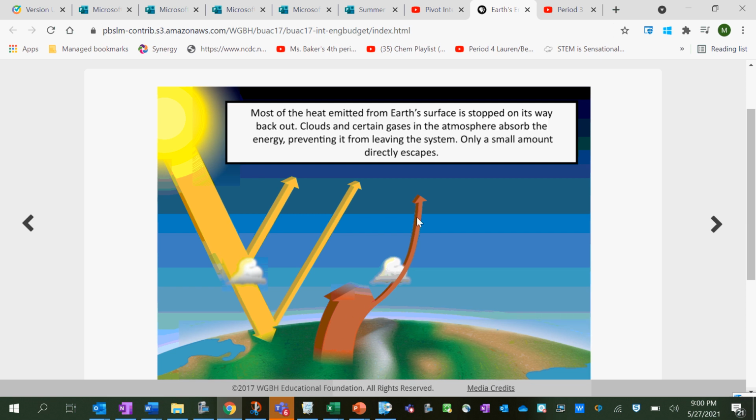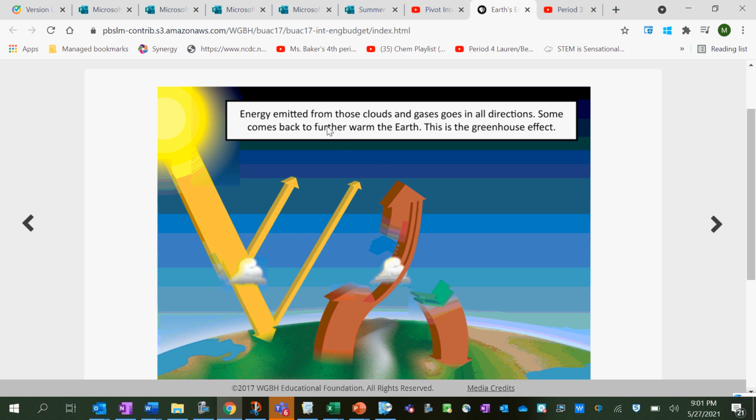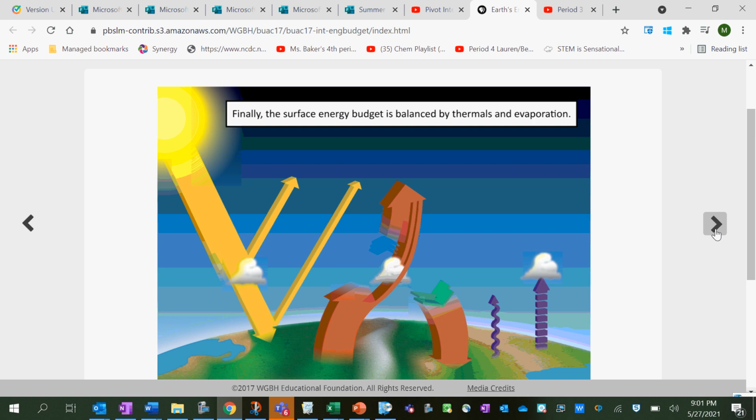But most of it is stopped along its way out. Clouds and gases, like we learned, carbon dioxide, absorb this energy and it can't escape. Only a small amount directly escapes. Energy emitted from those clouds and gases goes in all directions. Some comes back to further warm the Earth. That's called the greenhouse effect. Finally, it says the surface energy budget is balanced by thermals and evaporation.